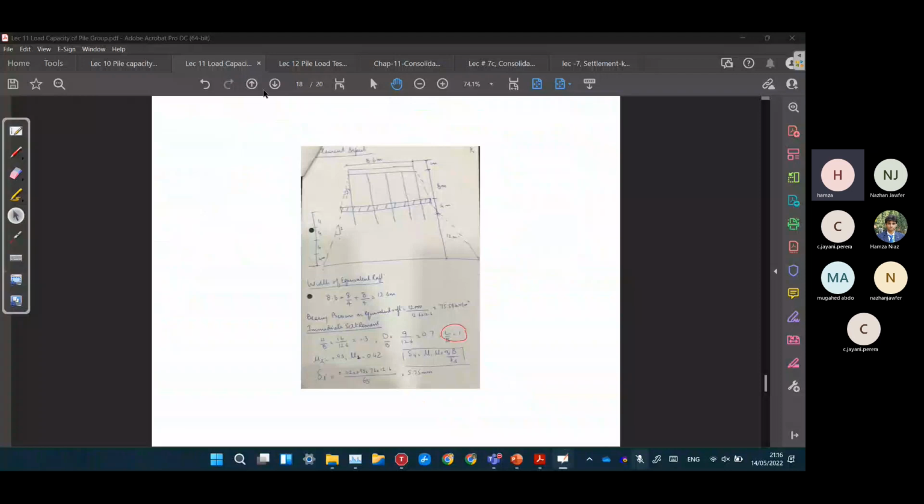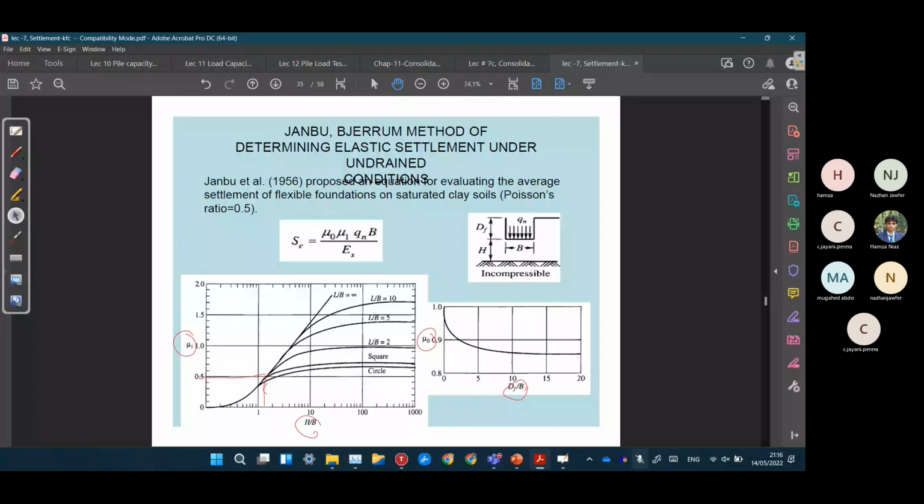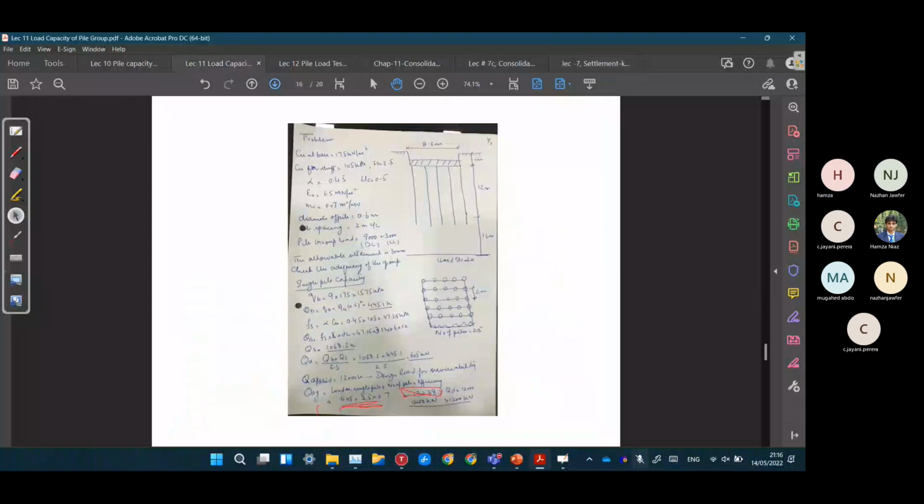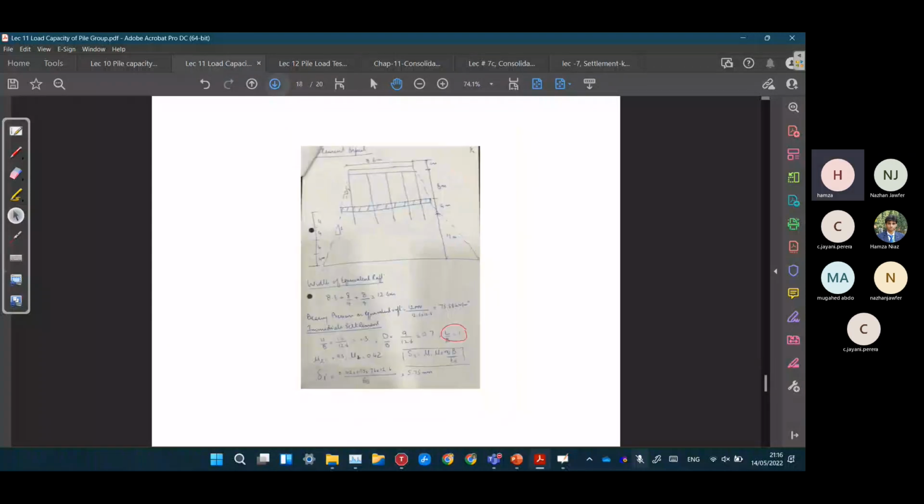So if we move to this chart, Janbu's chart, L over B ratio is 1, so we'll move to the square one and we'll get mu one as 0.5. Df over B ratio we have as 0.7 only. We'll get 0.95. So simply use these values. 0.93 and 0.42 they have used, so approximately these values. Simply you can round to 0.95 and 0.5. So simply calculate the immediate settlement this way, with the addition in this.